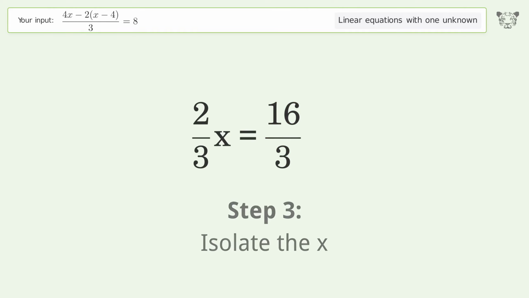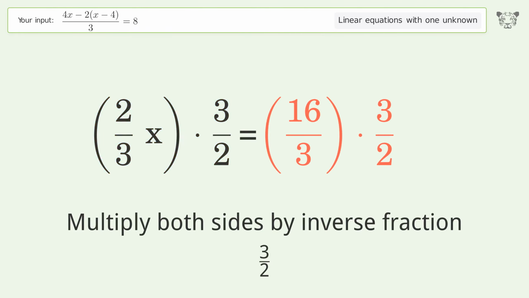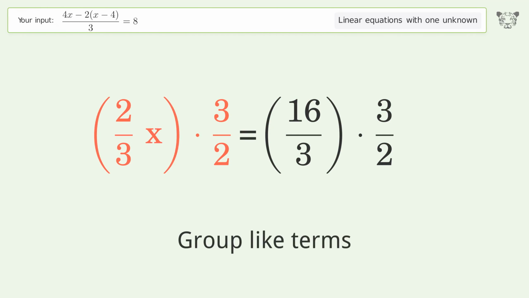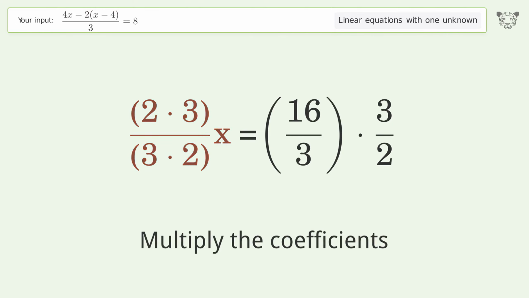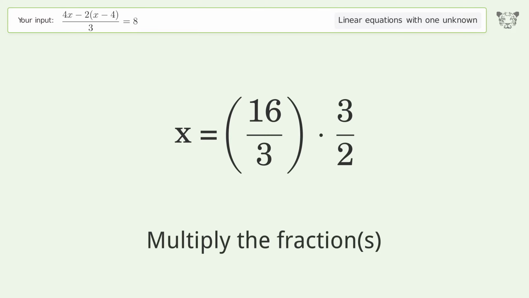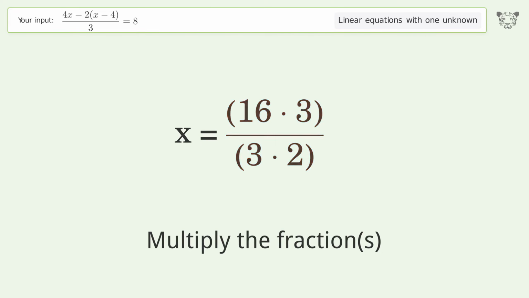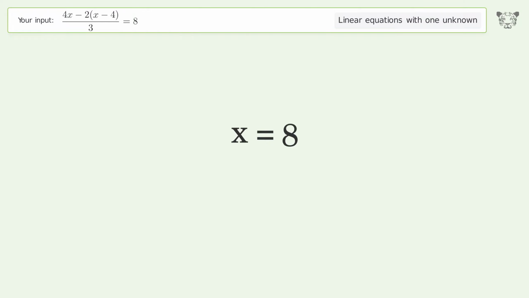Isolate the x. Multiply both sides by inverse fraction 3/2. Group like terms. Multiply the coefficients. Simplify the fraction. Multiply the fractions. Simplify the arithmetic. And so the final result is x equals 8.